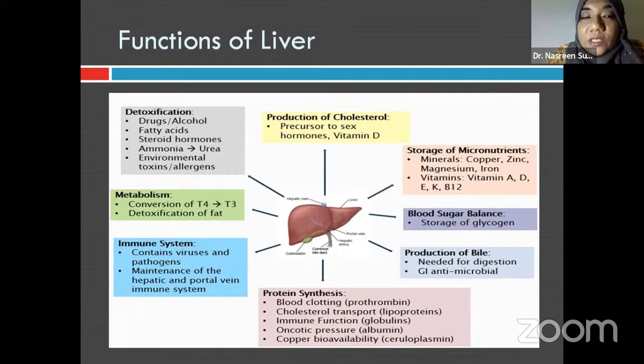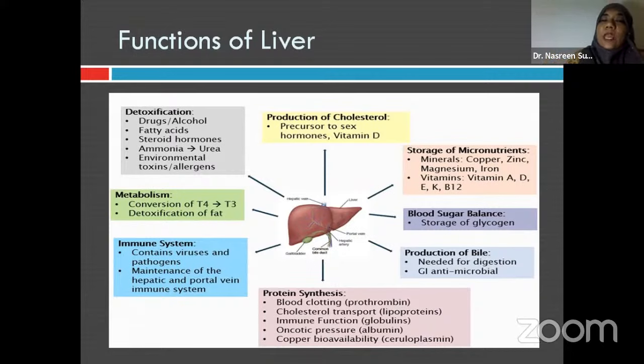And detoxification applies to things like drugs or alcohol, fatty acids, steroid hormones, ammonia, urea, environmental toxins, and different allergens. If these toxins are produced in the body, or if anyone has taken them, accidentally or in a suicide attempt, the liver is going to detoxify them. It is going to change the nature of the toxins.